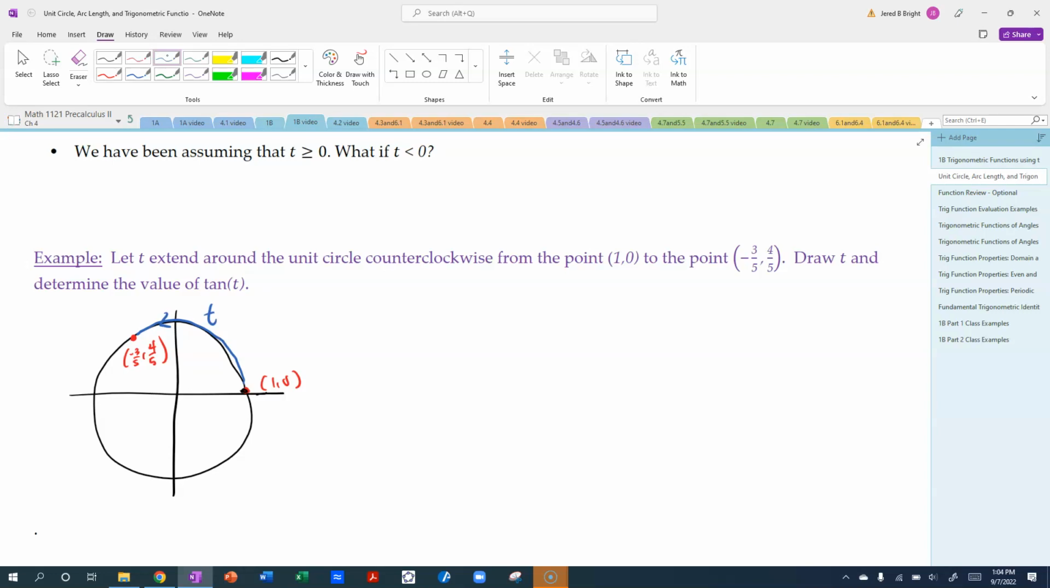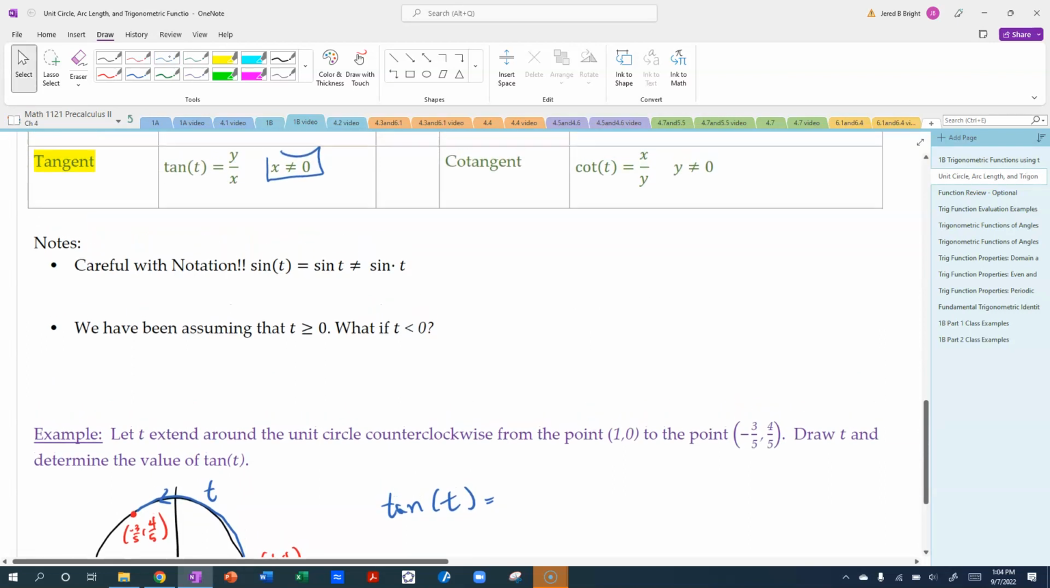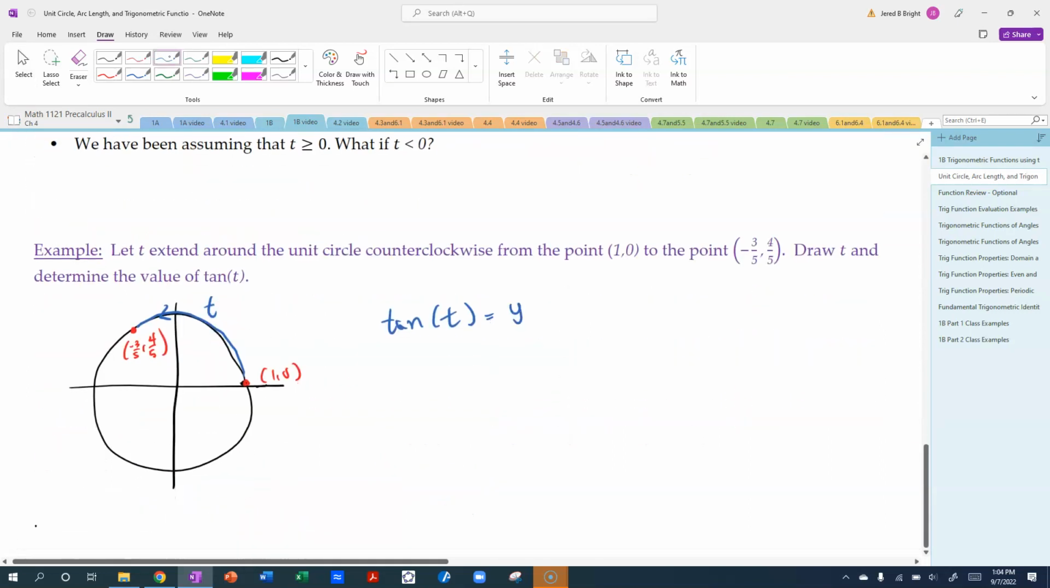So it says draw t. Oh, well, I did that. Yay me. And then find the value of tangent of t. Okay, so tangent of t. From the table above, I see it's the ratio of the y-coordinate to the x-coordinate. And when I do that, the y-coordinate of the point is 4/5. Actually, let me write that differently. I'll do 4 over 5. And then the x-coordinate is negative 3 over 5.